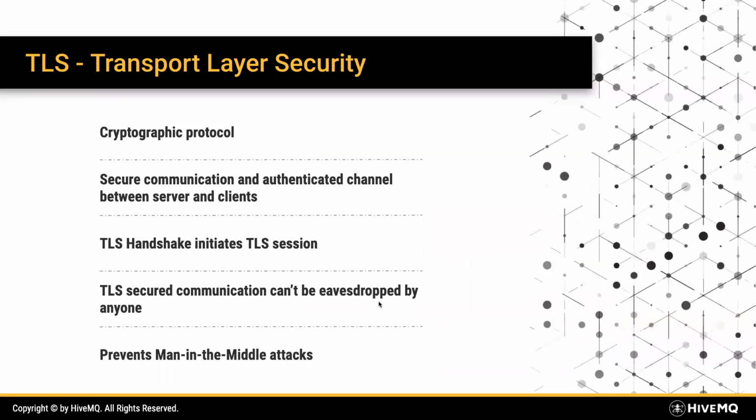TLS is a cryptographic protocol. It secures the communication and authenticates the channel between server and clients. So you always have this role, server and clients, in TLS. Before a TLS session can start, the TLS handshake is done over this protocol, which guarantees these assurances. And the most important thing we care about is that TLS-secured communication can't be eavesdropped by anyone, and it prevents man-in-the-middle attacks. So it prevents somebody claiming they are, for example, an MQTT broker when they are not.